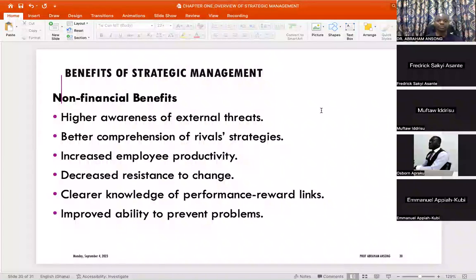And lastly, it will improve our ability to prevent problems. And here I'm referring to the organization that embarks upon strategic management, okay? It can help them to prevent problems. Why? Because you get to understand what is happening in your environment, both the external environment and the internal environment. So things don't take you by surprise, all right? You actually prepare and deal with problems before they become big issues.